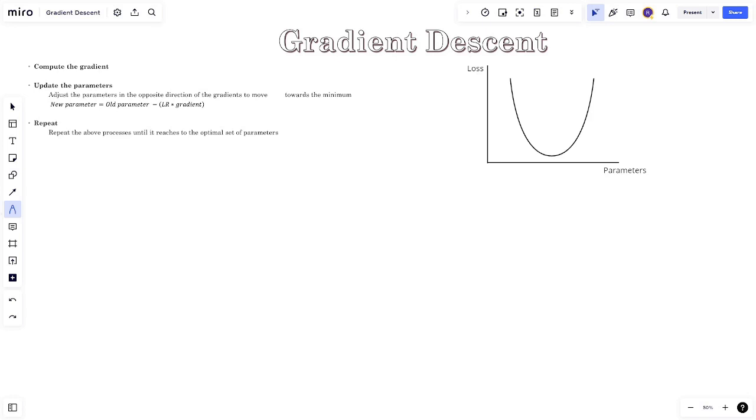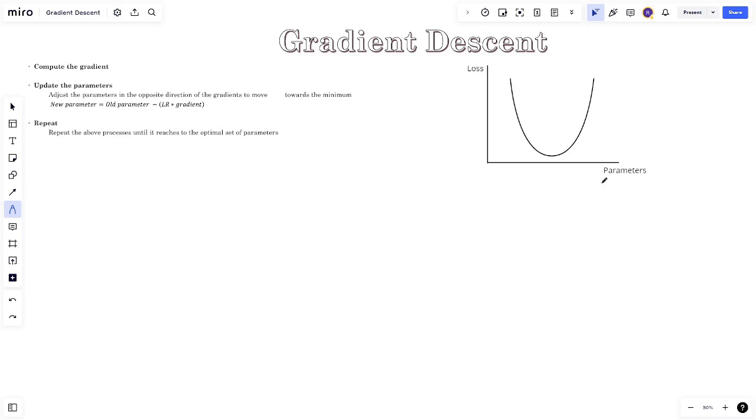At first, we need to plot a graph of our loss function. So let's assume that this is the graph of our loss function. In our previous video, we have covered what loss function is. The graph has loss on the y-axis and the set of parameters on the x-axis.